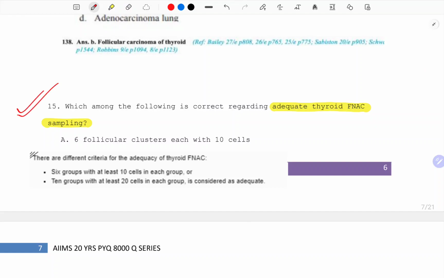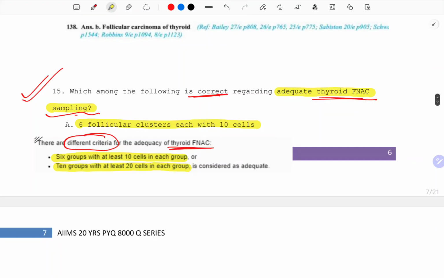Recently a very different question was asked, and it says which of the following statements is correct regarding the adequate thyroid FNAC sampling. Many options were given and they wanted to know if you can read the FNAC sampling or findings. So see, the adequacy criteria for a thyroid FNAC is if there are 6 groups with at least 10 cells in each group, or there are 10 groups with at least 20 cells in each group, then it is considered as an adequate finding. So the answer was 6 follicular clusters each with 10 cells. Just remember these 2 points and that is sufficient.